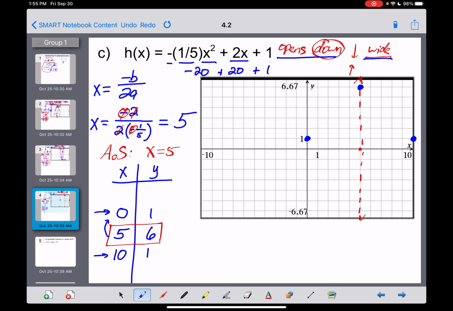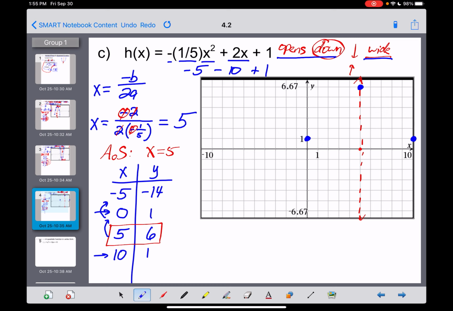Things get weird, though, when I go to jump another 5 units backwards and I try to put negative 5 here. I don't know if this is going to fit on my graph or not. Let's find out. Negative 5, I'll tell you what, let me erase all of this right here, and let's get to it. Negative 5 squared is positive 25. 1/5 of that is 5, and the opposite of that is negative 5. Then, plus 2 times negative 5, that's minus 10, and then plus 1. So that's a negative 15 plus 1, which is negative 14.